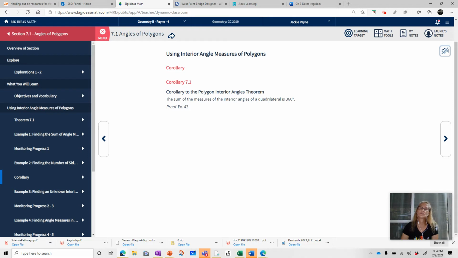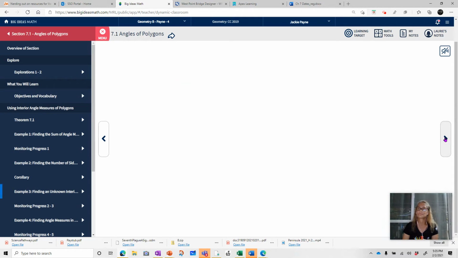The sum of the measures of the interior angles of a quadrilateral, and only a quadrilateral, is 360. Because if something has 4 sides, and n is 4, then n-2 is 2, and 2 times 180 is 360. There is a proof again in your book, for example 43, but hopefully you can see that anytime you cut something up that has 4 sides, you're going to end up with 2 triangles.